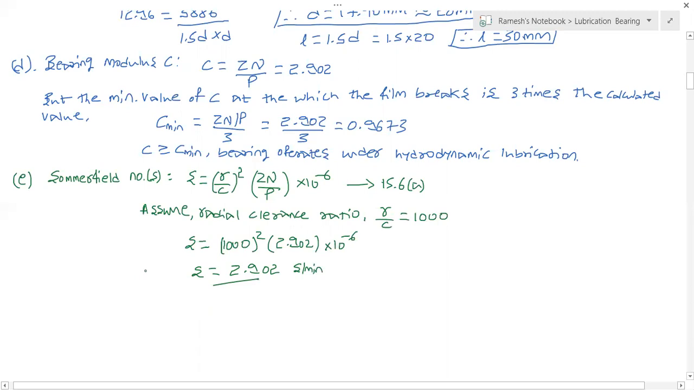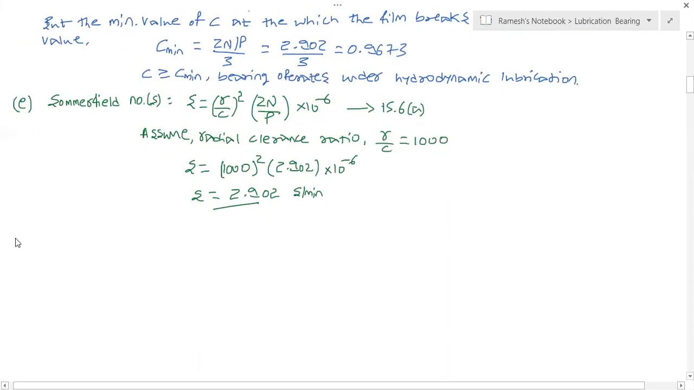After finding the Summerfield number, next I can find out the coefficient of friction, using the Mackay equation. Therefore, the next one will be the coefficient of friction using Mackay's equation, according to Mackay's equation.